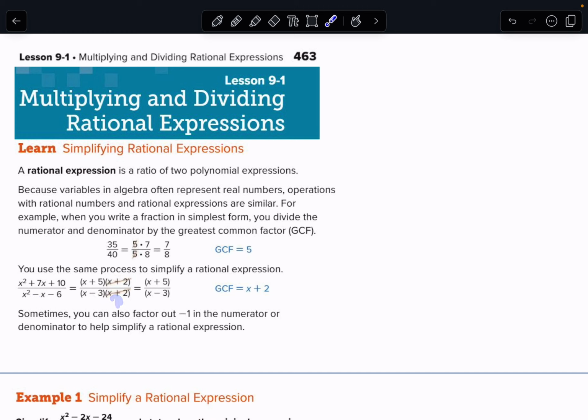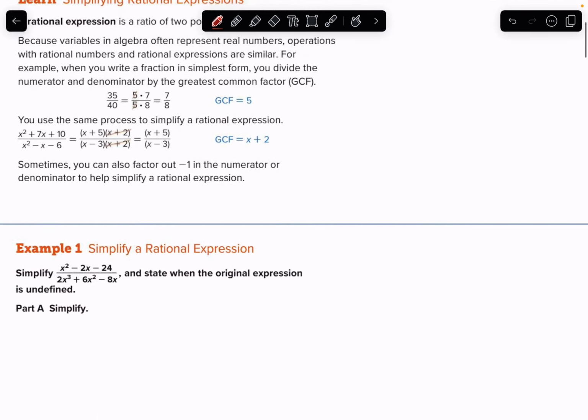and the 2 doesn't. Now, if they have a common factor, a whole expression can be a common factor. They both have an x plus 2 multiplying, so we can cancel that out, and that leaves us with x plus 5 over x minus 3. Sometimes you can also factor out a negative 1 in the numerator or the denominator to help simplify the rational expression. We'll get to that whenever we see that happen.